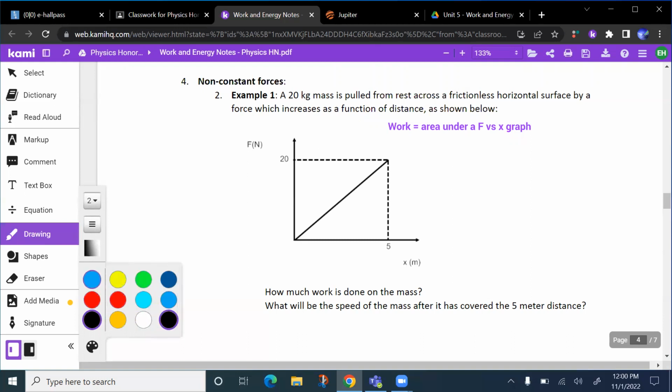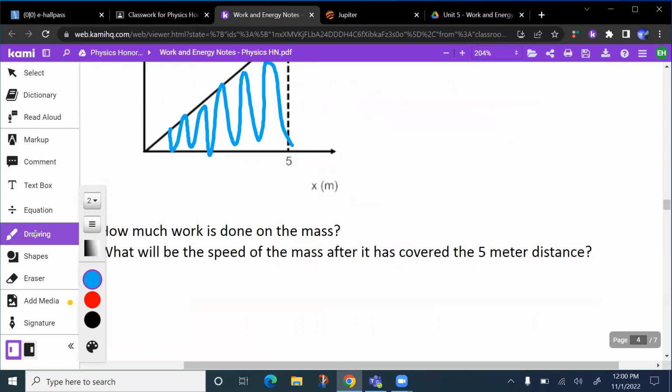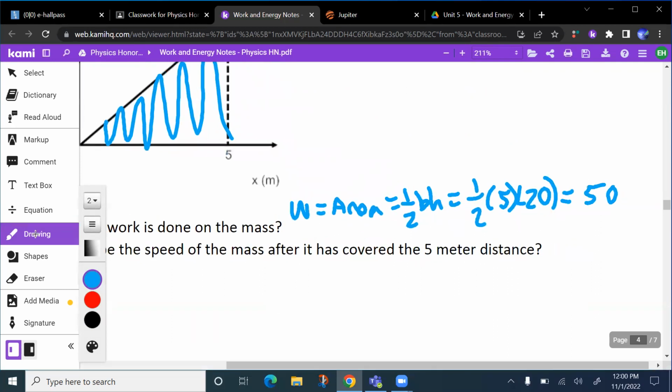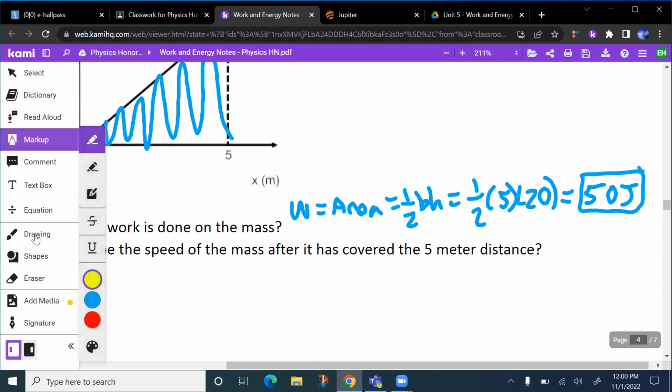Well, here's how you do it. We're going to find the area underneath that. And so we can see that the work is going to be the area, which in this case, you can see it's a triangle, right? 1/2 base times height. Or 1/2, in this case, 5 times 20. Right, which would be 50 joules. Okay, so it's pretty simple to find work from a graph.